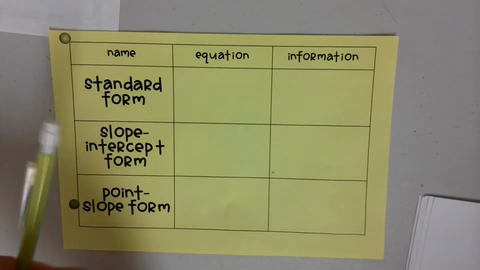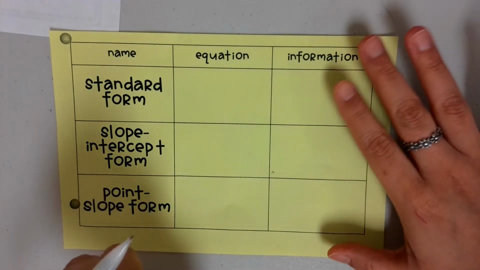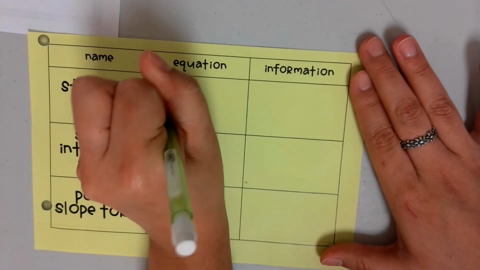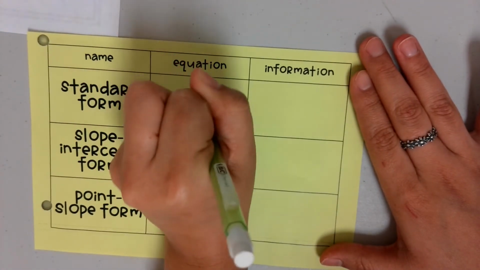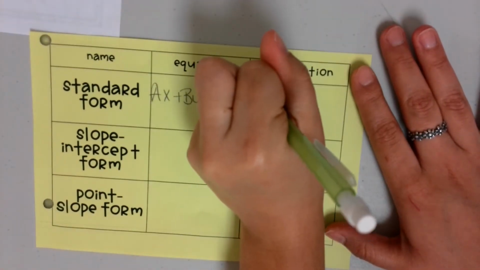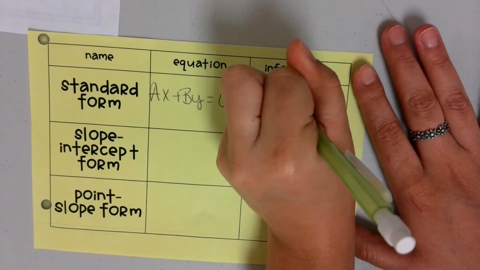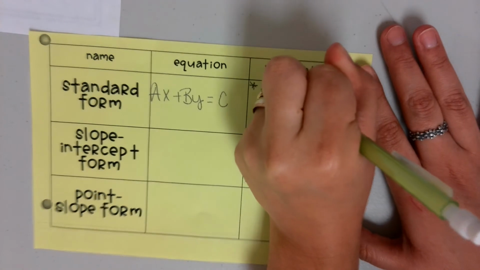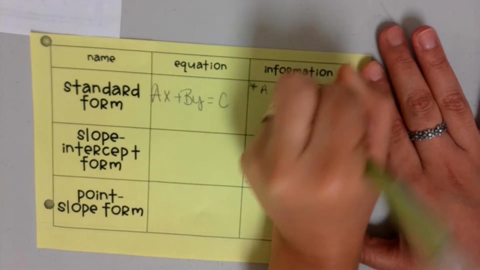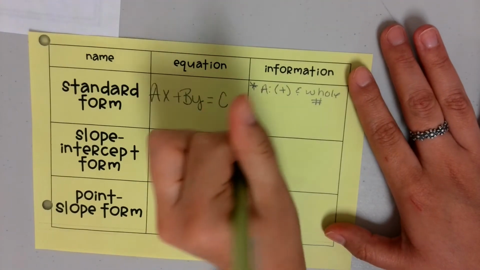Alright guys, today we're going to be talking about all three forms of linear equations. So standard form is ax plus by equals c. A few things that we need to know here is that a must be positive and it must be a whole number. Okay. A has to be positive and A has to be a whole number.